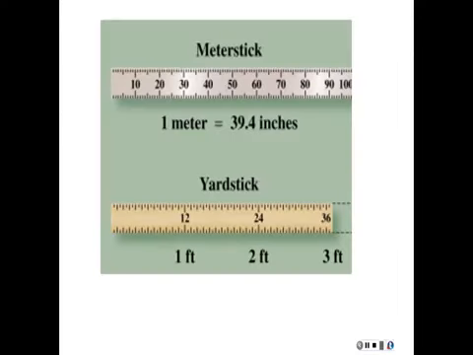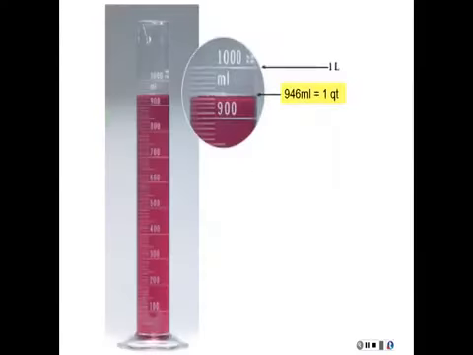This here is just showing you the difference between yards and meter sticks. A meter is about 3 inches longer than a yard being 36 inches. For volume, we have a liter and a quart being very close. You notice that a quart is actually a little bit less than a liter, 946 milliliters.